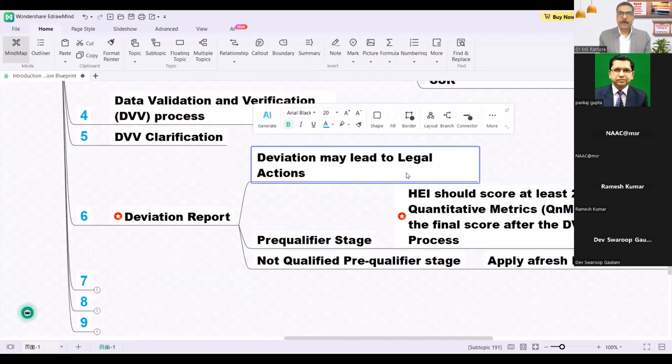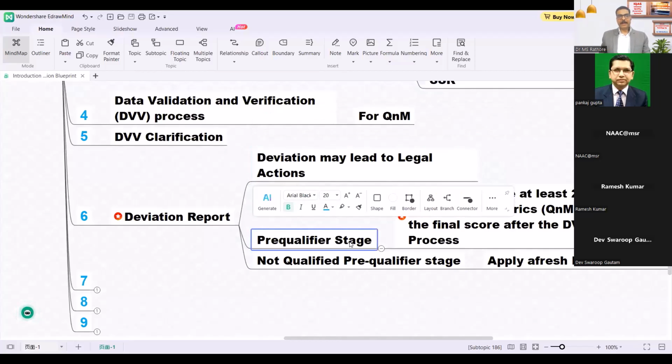What could the legal actions be? They may intimate the regulatory authorities or the university with which the institution is affiliated, saying that this institution has done this, so please take appropriate action. Or they may debar the institution for 5 years or more, depending upon the type of act the institution has done. So try to upload certificates or documents which you can justify. Merely to increase the numbers, please do not do this, because in the DVV process, either they would not be considered, or if falsification of information is found, it may lead to legal action. It would also defame the institution.